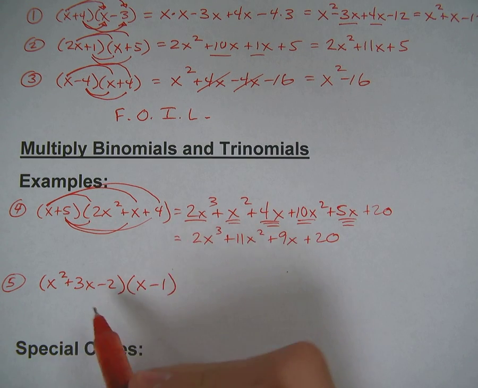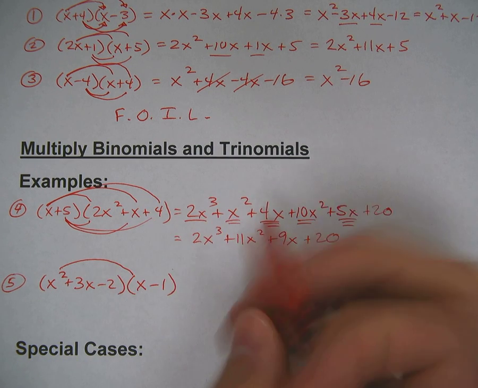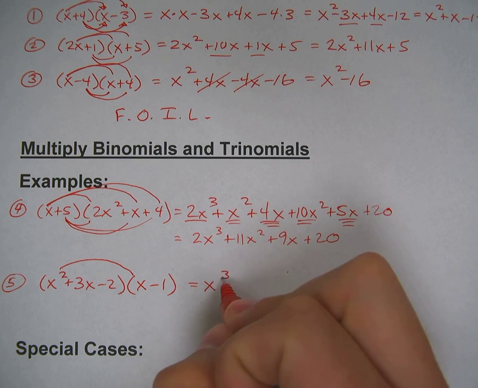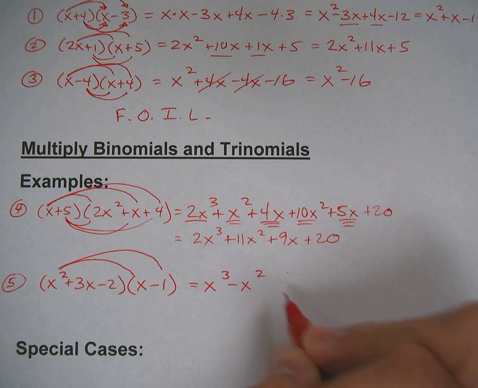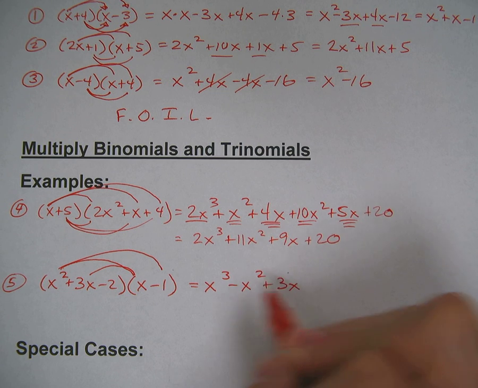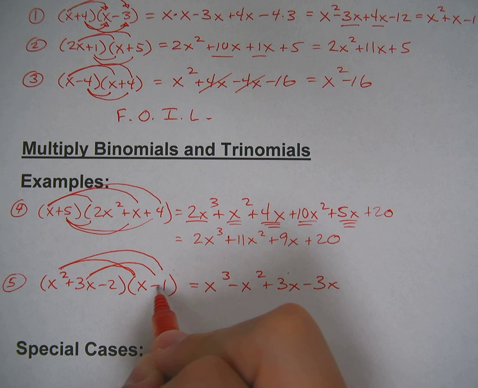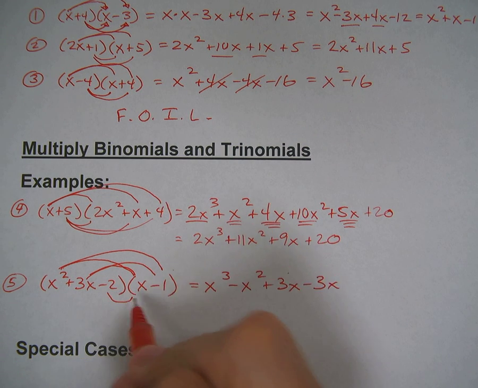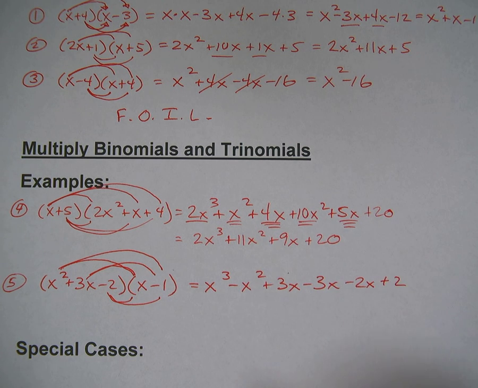So this time, notice we have the trinomial first, but that's not going to change anything. We're going to multiply the x squared times x, and the x squared times negative 1. Then I'm going to multiply the 3x times x. 3x times negative 1. Make sure you keep track of that minus sign right there. Negative 2x times x is negative 2x, and negative 2 times negative 1 is positive 2.